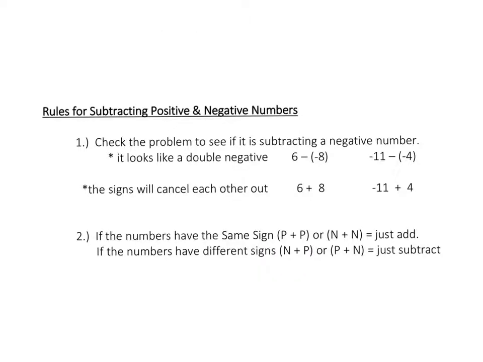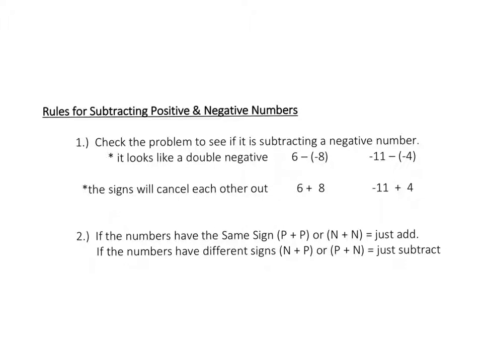So now we are going to look at rules for subtracting positive and negative numbers. The first rule says to check the problem to see if it is subtracting a negative number. So if it looks like a double negative, here's our example, 6 minus negative 8, or negative 11 minus negative 4. The signs will cancel each other out if they're back to back.